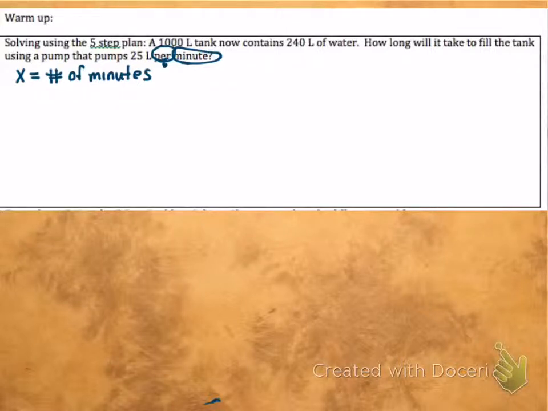And so looking through the problem again, the tank has 240 liters of water to start, so 240 in there to begin with, plus 25 liters for every minute, and that's a multiplier, so multiplying times the number of minutes. And if we fill the tank, then the tank will be equal to its full capacity, which would be 1,000 liters. So there's our equation. Solve that, enter your answer on Edpuzzle.